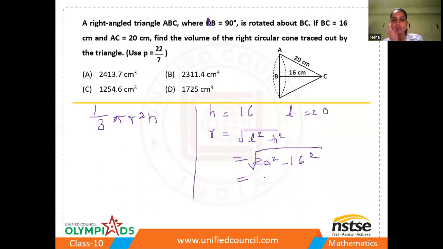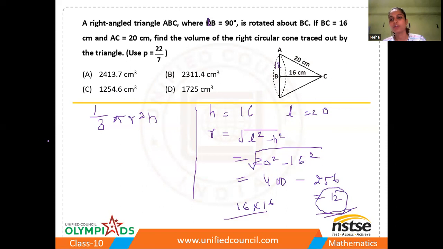Correct? So 20 square is 400. Okay, and 16 square is 256. Right? So this is 12. Okay. So this side is 12. Perfect. Now I have all the things. So just try to find out the value. 22 by 7. Radius it is 12. So this is 12 square. And height this is 16. So yes, this is 16.